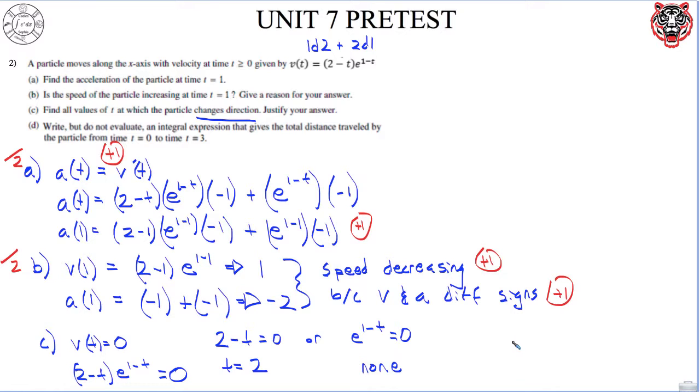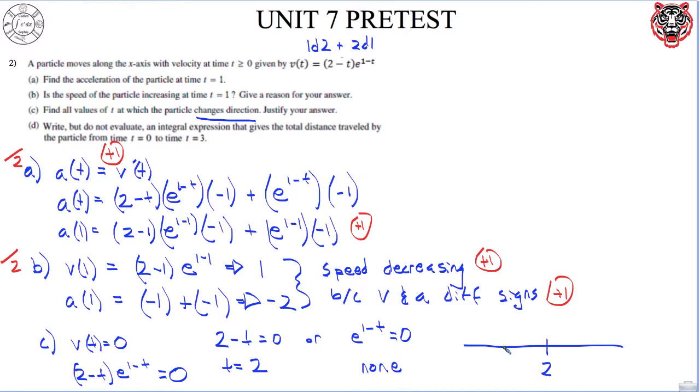Exactly. So let's go ahead and look at our number line, just like we did in unit 3 when we were testing signs. At t equals 2, we need to choose a value on the left and the right to see if it's actually changing direction. Because if it's positive and positive, then it's not changing direction. So we have to prove that it actually changes direction.